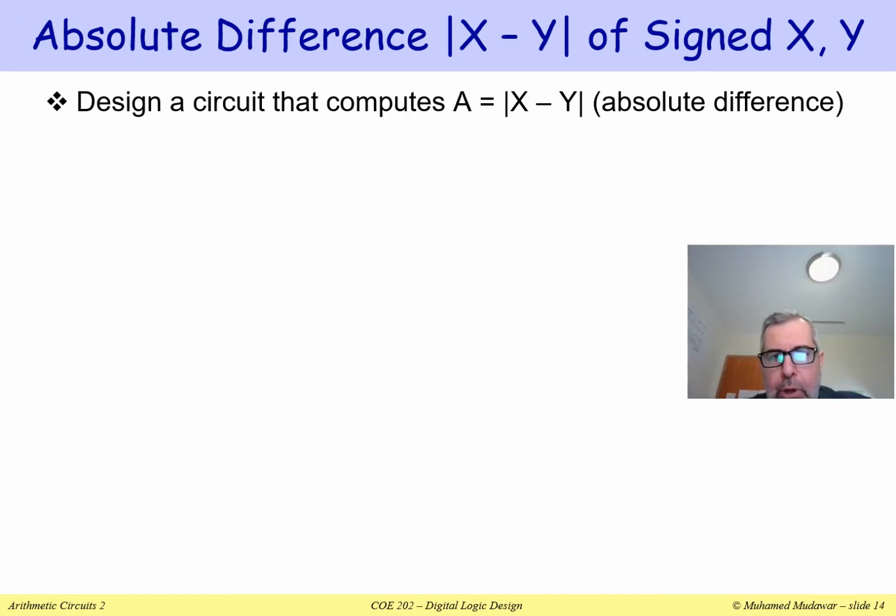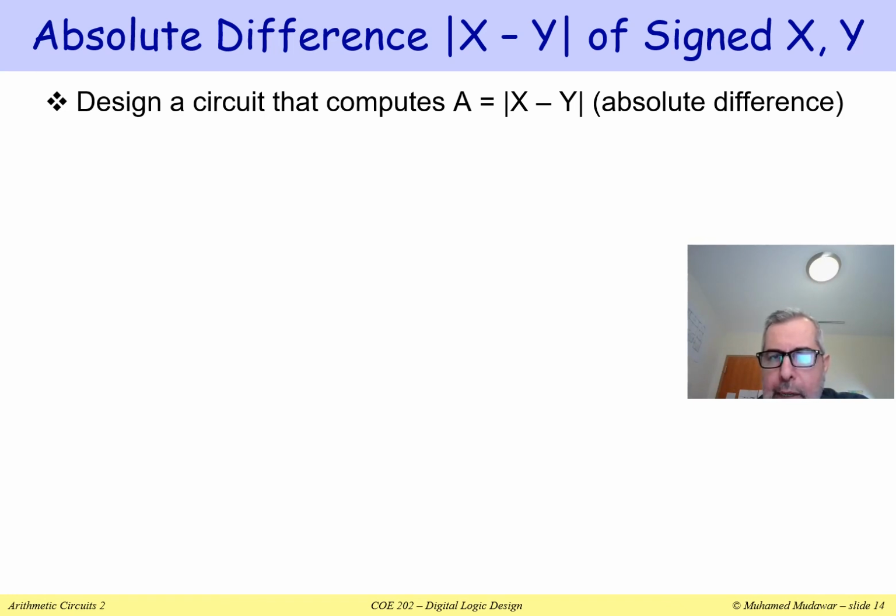Now my final example will be about calculating the absolute difference. I would like to calculate the absolute value of X minus Y, where X and Y are signed integers. To design a circuit that calculates the absolute difference of X minus Y, first I need to calculate X minus Y, and then I can check. We have already designed this circuit before, so that's easy. We can just add X plus the 2's complement of Y, and then we can look at the difference.